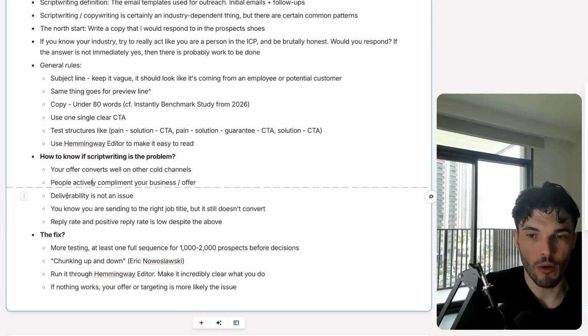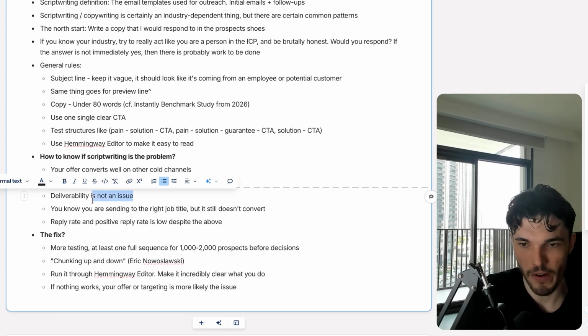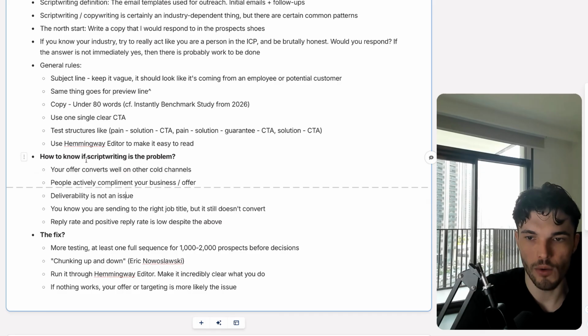Another way to know if script writing could be an issue is if deliverability is not an issue. So let's say you have your domains, they're in good health, they're getting a high reply rate. You've checked the public blacklists, everything seems to be fine. If that's the case, again, it could mean that the script writing or the offer is an issue.